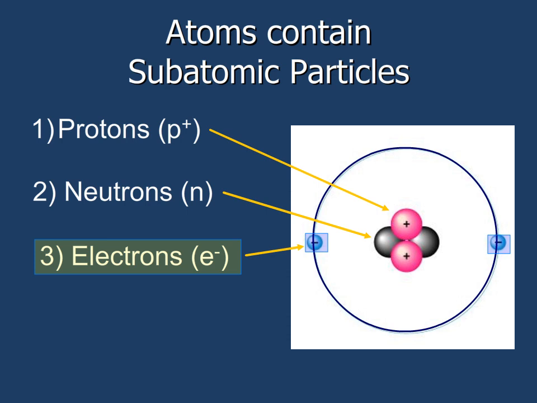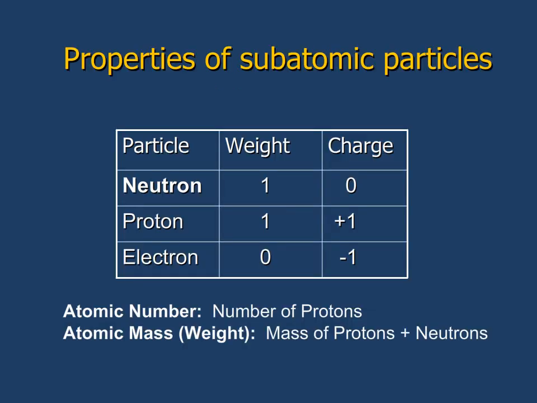Now, electrons are very, very small, so essentially we say that they do not have a detectable mass. Now, when you go into chemistry class, you'll probably learn a little bit more about this, but for the purposes of this course, we can think of electrons as having a negative charge, but no mass. So this table just shows a summary of the physical properties of each of the three subatomic particles.